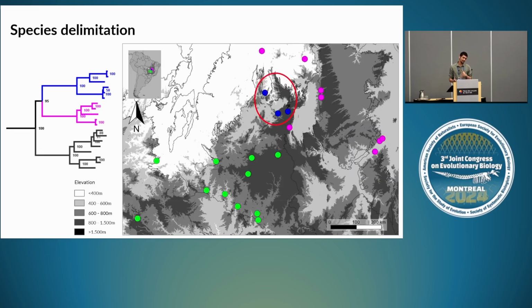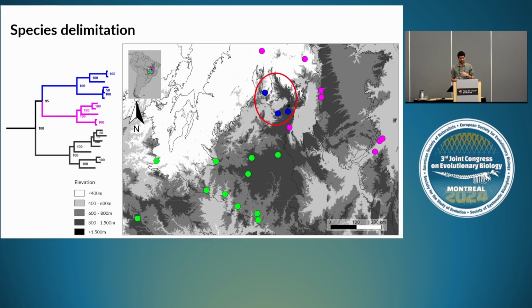Another thing that we are considering to propose this as a new species is that it occurs in a region called Chapada dos Veadeiros, which is a formation with high levels of endemism in lizards, plants, and other groups, because it has something called campos rupestres, which are rupestrian grasslands, a physiognomy with high levels of endemism where lots of species only occur.